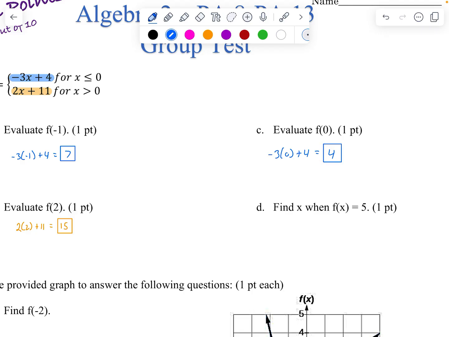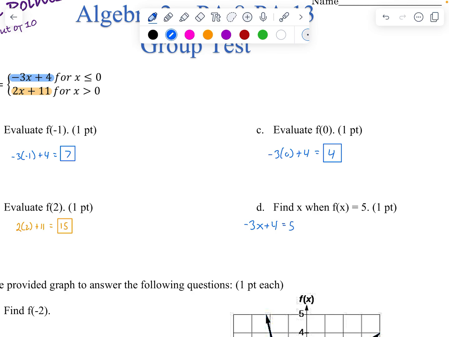Now part D is a little different. We're going to find x when f of x is equal to -5. So we have to try both pieces and see what happens. So first we're going to use the blue piece. So we're going to set that piece of the function equal to -5, looking at the blue highlighted piece.